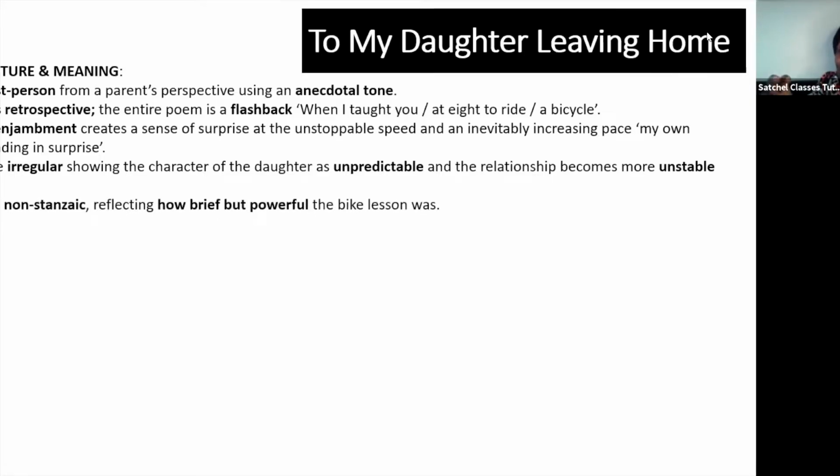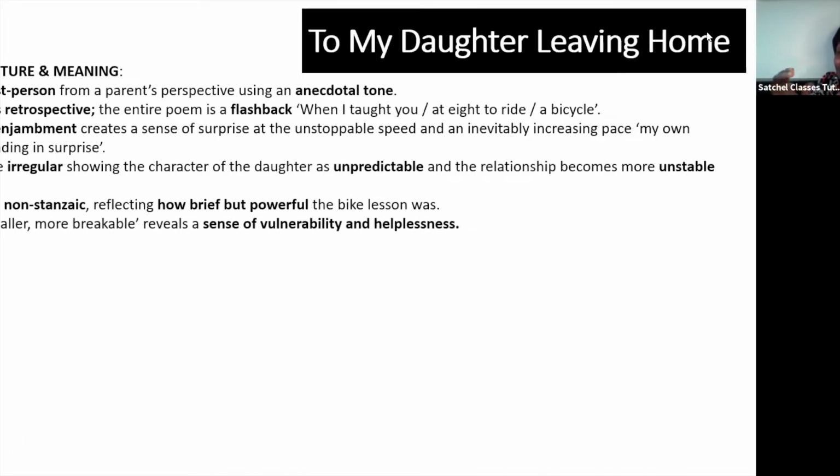This is non-stanzaic. That means it's in one big block. It's only 20-something lines, and it's very brief, but very powerful, because this is a momentous occasion when there's a huge shift in the family relationship.